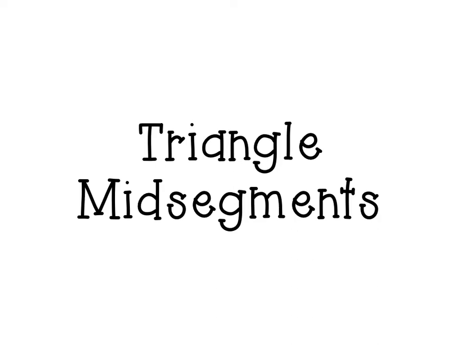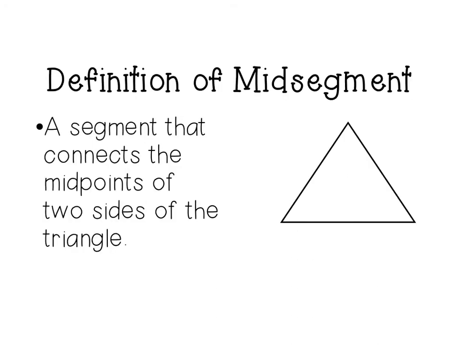This lesson is on triangle midsegments. And the first thing we're going to talk about is the definition of a midsegment. A midsegment is a segment that connects the midpoints of two sides of a triangle. So if this is the midpoint of one side and this is the midpoint of the other, the midsegment is the distance between those two midpoints.